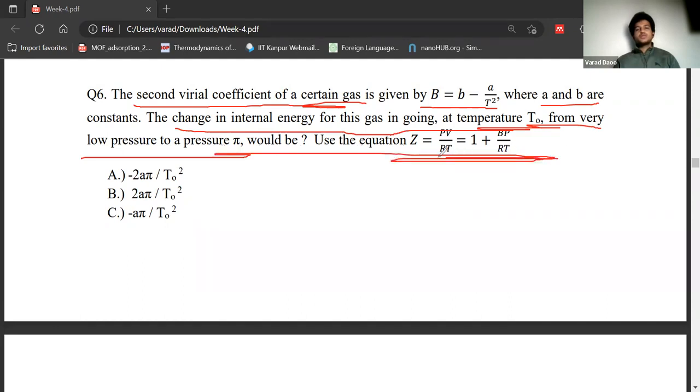We have to use this expression. So what we need is the change in internal energy. Remember, as a second virial coefficient has been given to us, we consider that it's a non-ideal gas. So don't use the expression for an ideal gas, which is delta U equal to nCvdT. This expression will not work.